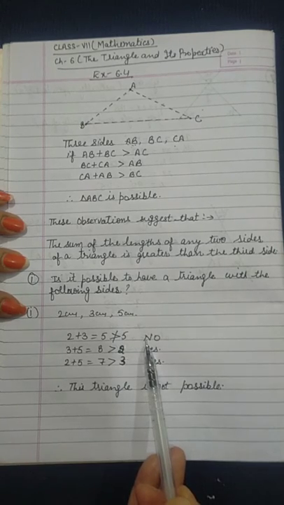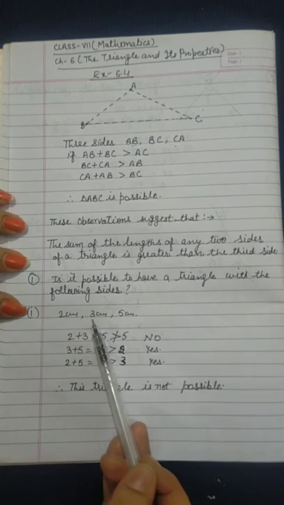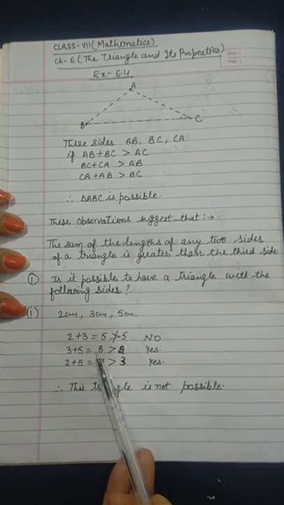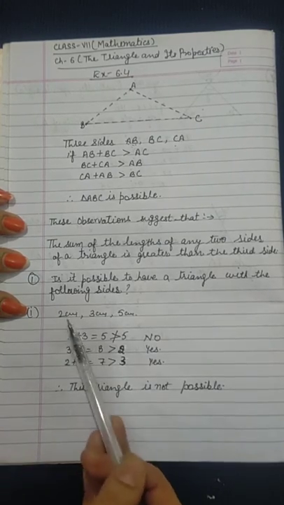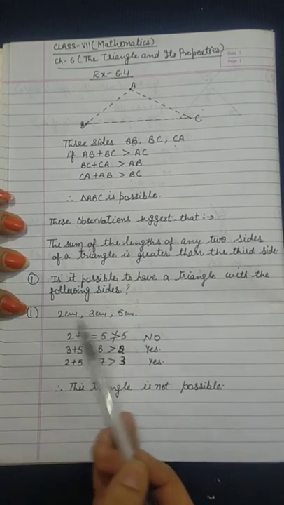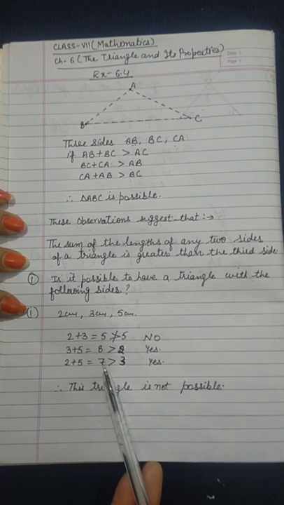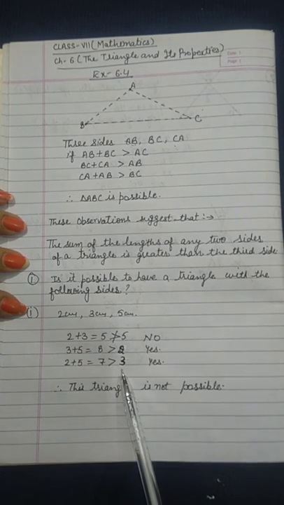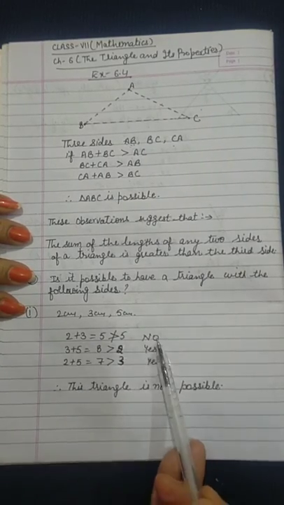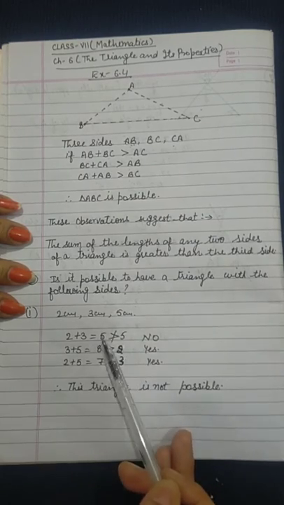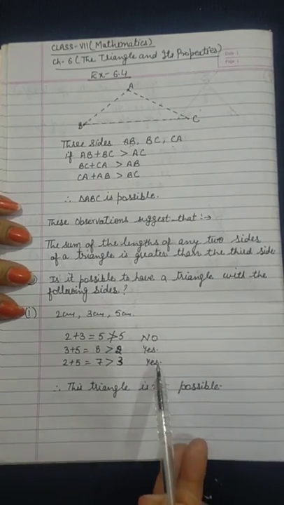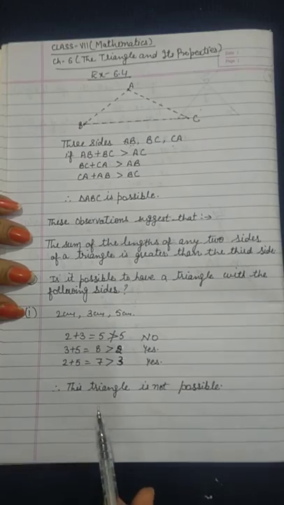So it is no here. Then I will take the other two sides, 3 and 5. On adding 3 and 5 the sum is 8, which is greater than 2, the third side, so here it is yes. Then we take the other two sides, 2 and 5. The sum is 7, which is greater than the third side, 3, so it is yes. Now you can see that on adding the first two sides, the sum is not greater than the third side, 5. So there is a single no, and two yeses, but because of the single no, the triangle is not possible. Therefore this triangle is not possible.